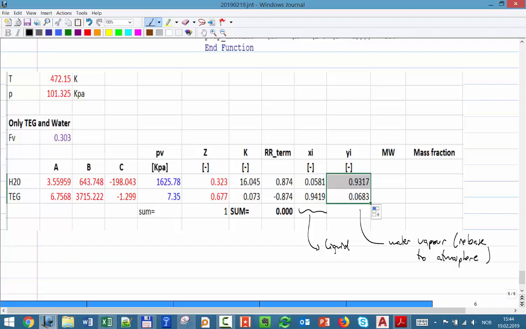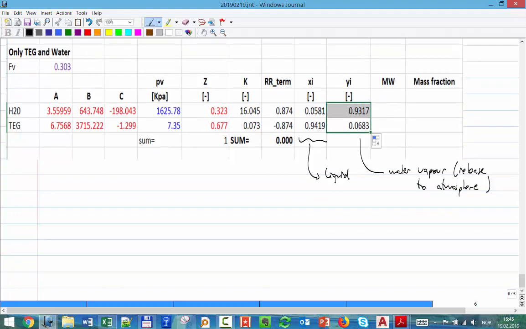Okay, now let's see how much TEG I'm losing in this process, to see how much I have to make up. How do I calculate that? The question is, how much TEG am I losing to the atmosphere? How do I calculate that?